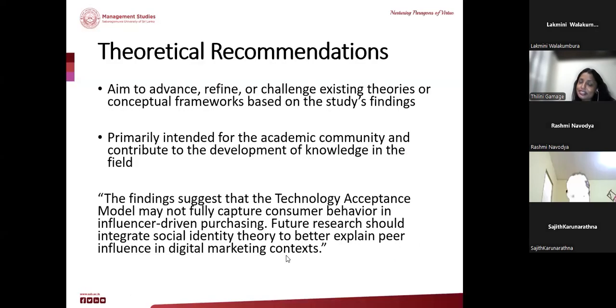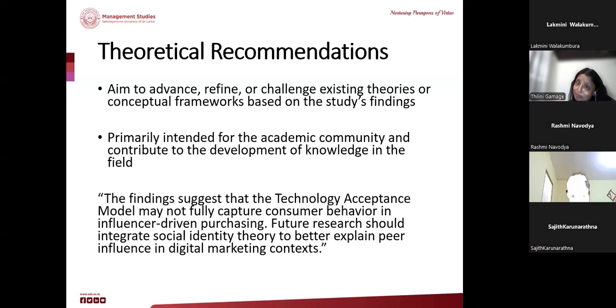So this is just an example that I have included. See, the findings suggest that the technology acceptance model may not fully capture consumer behavior in influencer-driven purchasing. Future research should integrate social identity theory to better explain peer influence in digital marketing context. So you can see, as I told you, this technology acceptance model is a well-established model.